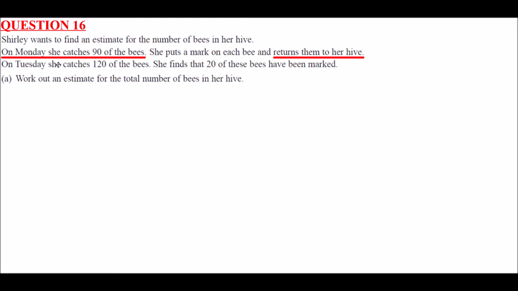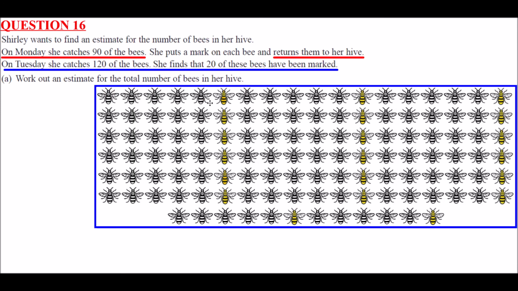Then what happens is now the bees that have been marked are thoroughly mixed up and randomized with the other bees. On Tuesday, she catches 120 of the bees. So some are going to be marked, some aren't. So of the 120 she catches, she finds out that 20 of these have been marked. So she catches them in a net, or I don't know, I'm not a beekeeper. So here they are. So 120 and 20 of which are marked. So 6, 12, 18, 19, 20 coloured in bees out of 120 in total.